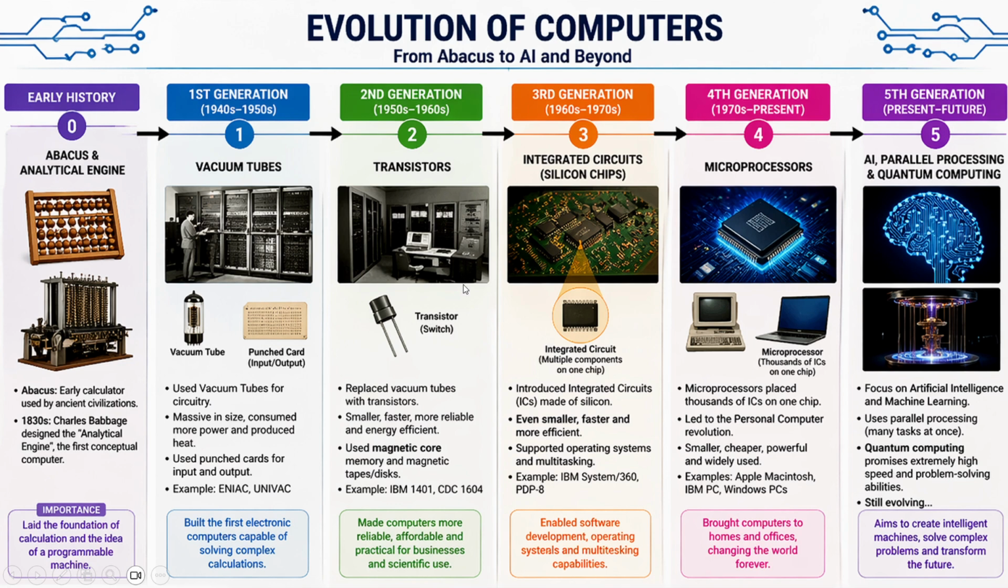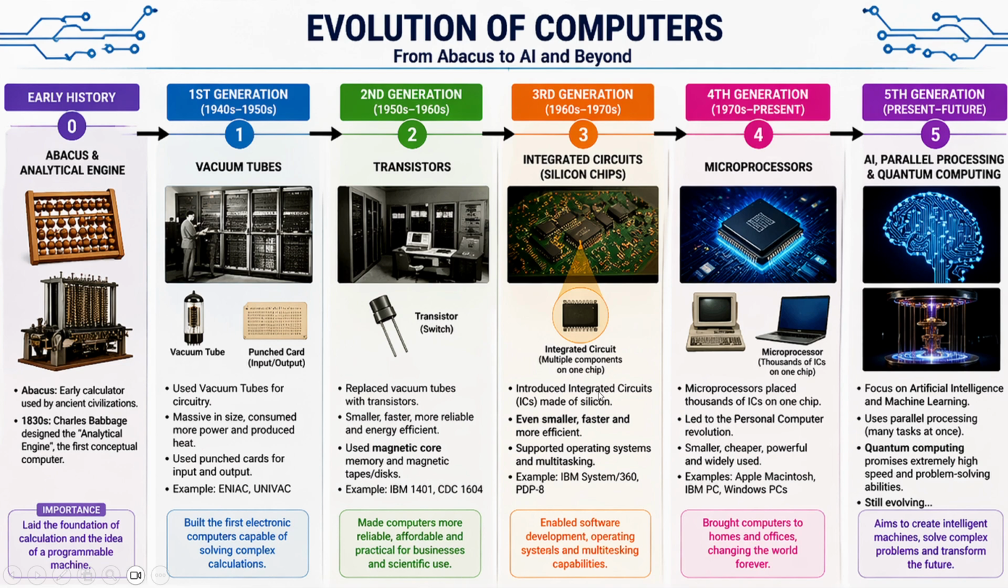Next, second generation, 1950s, 60s, they came up with transistors. Transistors replaced the vacuum tubes. The transistors were smaller, faster, more reliable and energy efficient. Earlier, a lot of energy was needed and heat was produced; these were energy efficient. They used magnetic core memory and magnetic tapes. Examples are the IBM 1401, etc. They made computers more reliable, affordable, and practical for business and scientific uses.